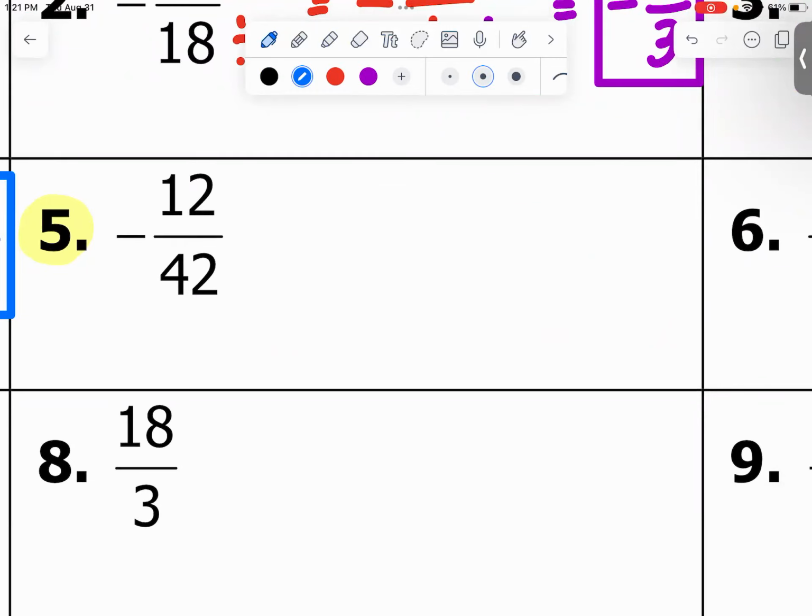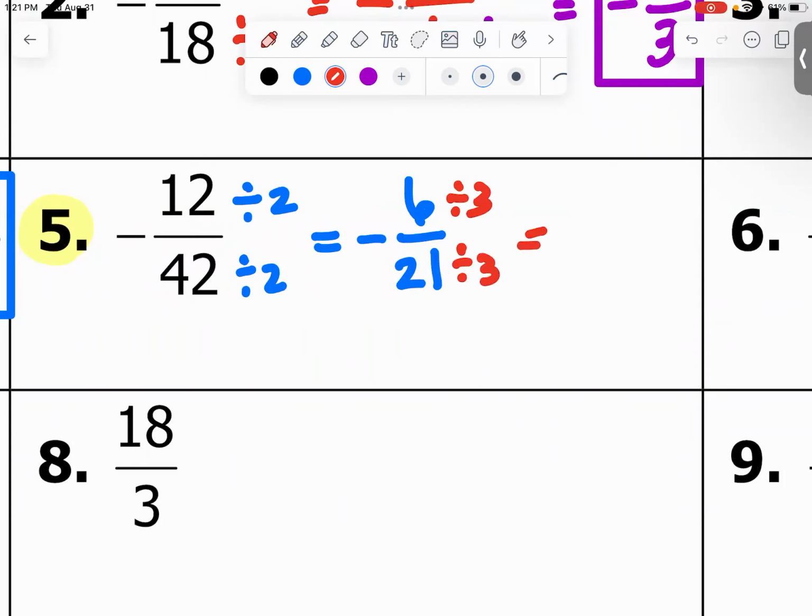Okay. Aiden, what is a number that divides into both 12 and 42? Okay, so we know 2 is a number that divides into both. So if we divide by 2, we would get negative 6 over 21. Aiden, is that simple? Now 6 and 21 are both divisible by 3. So we get negative 2 over 7.